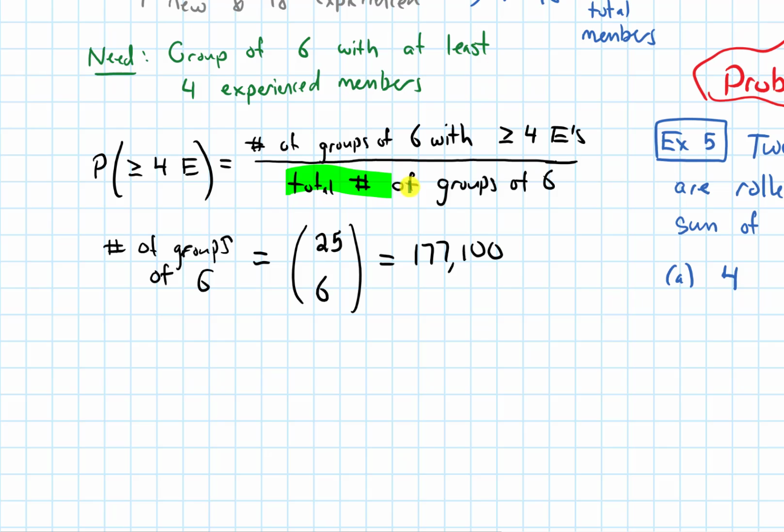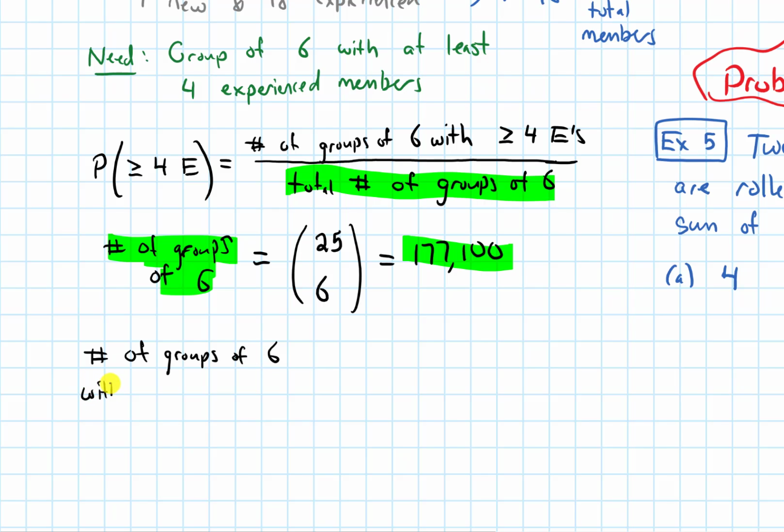All right, now let's focus on the numerator. This was the denominator, the number of groups of 6, and we got what it was. Let's do now the numerator, the number of groups of 6 with greater than or equal to 4 E's. If I need to have at least 4 experienced members, there's a few different ways that could happen. I could either have 4 experienced members, I could have 5, or I could have 6. So let's consider all of those cases and just add up those values.